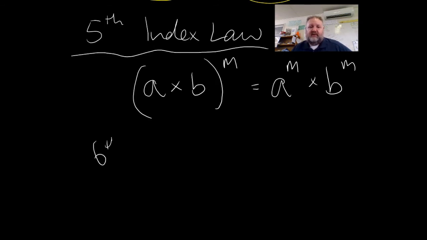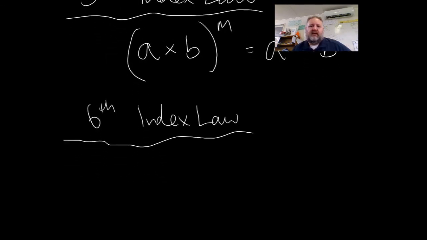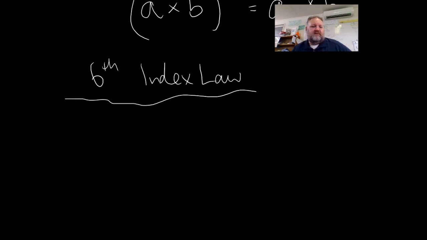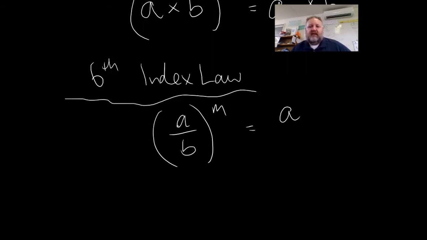And the sixth index law is kind of similar, except that it relates to if there is a division happening. So if we had a divided by b, and it's all to the m, well, we would actually have a to the m being divided by b to the power of m. Okay, so everything that happens inside the brackets is affected by what's on the outside. So that is our index law review.